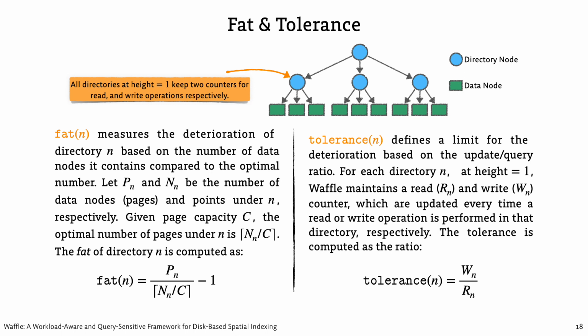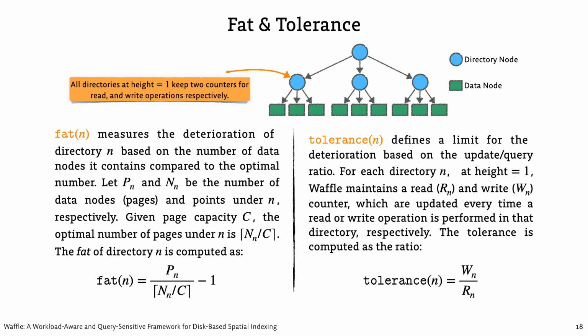Waffle uses two metrics to evaluate the need for maintenance. First is FAT, which measures the deterioration of directory N based on the number of data nodes it contains compared to the optimal number. Second is tolerance, which is simply the ratio of the number of write to read operations encountered by the directory.